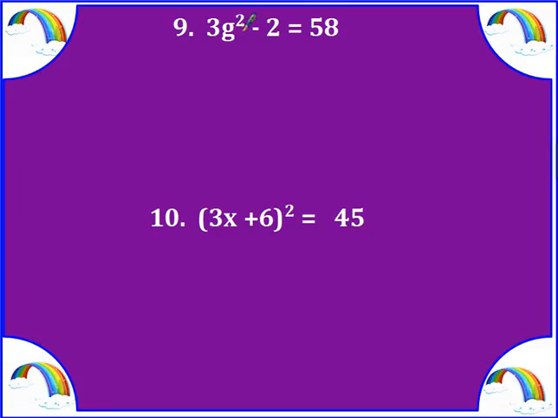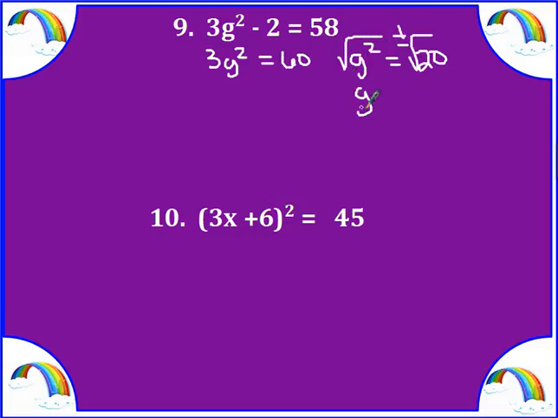2 more and we will be done. We're going to add 2. That gives me 3g squared equals 60. I'm going to divide by the 3. I'm going to get g squared equals 20. I'm going to take the square root of both sides, positive and negative. That gives me g is equal to positive and negative 2 root 5.